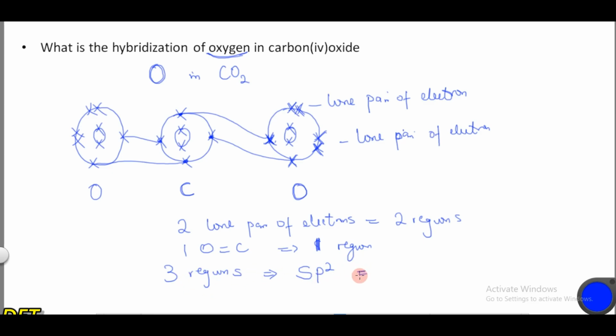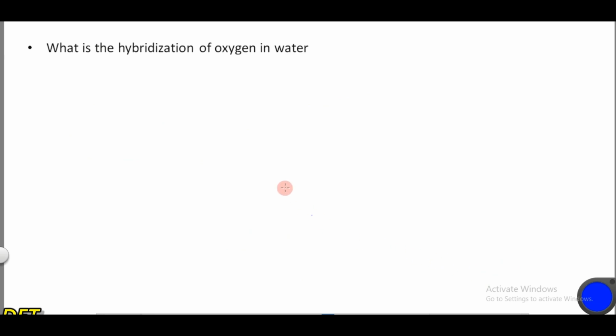So the shape of this molecule will be what? The shape of this molecule will be trigonal planar. The bond angle will be what? 120 degrees, because it is sp2 hybridized. So oxygen is sp2 hybridized in carbon dioxide, and that will give rise to a trigonal planar shape, which has a bond angle of 120 degrees.